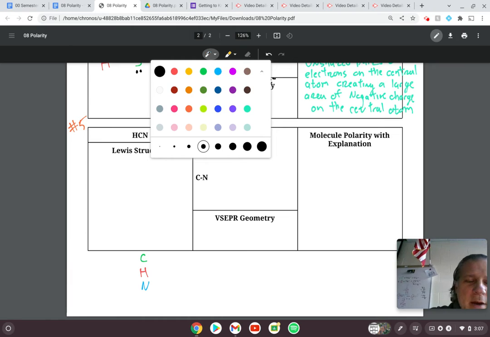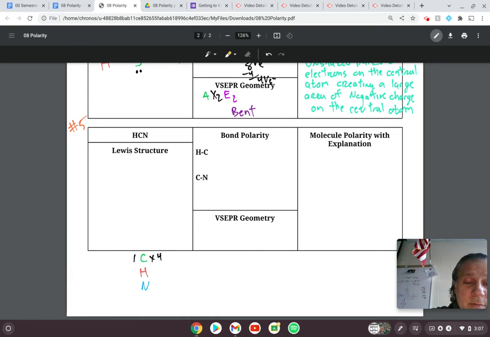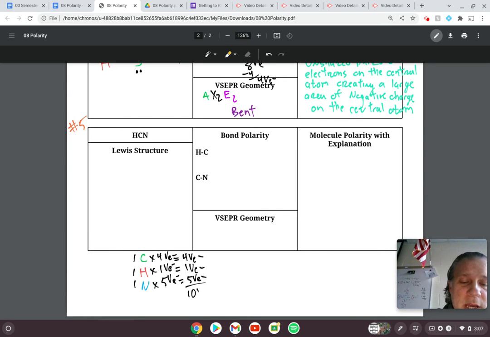I see that I have one of each, so 1 carbon times 4 valence electrons, 1 hydrogen times 1 valence electron, and 1 nitrogen times 5 valence electrons. And when you add all that up, 4 and 1 is 5, plus another 5 is 10 valence electrons.